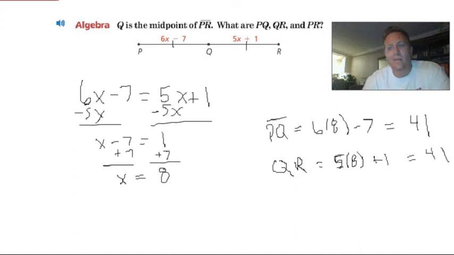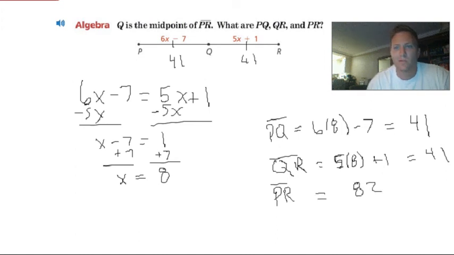So again, I knew right there those two lengths had to be equal, so I knew I did something wrong, because those have to be the same numbers. And if it wants to know, what is the length of PR? PR right here, again, we're talking about segments. Well, PR is both of these combined. So if this is 41 and this is 41, then when I combine those together, it's going to equal 82. Boom! Done.